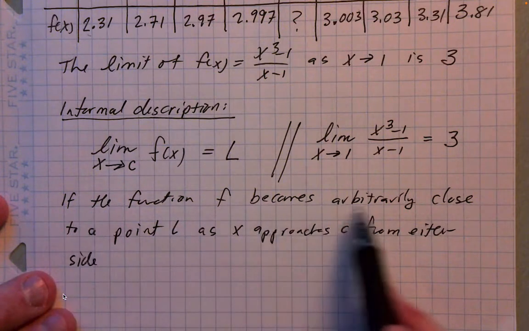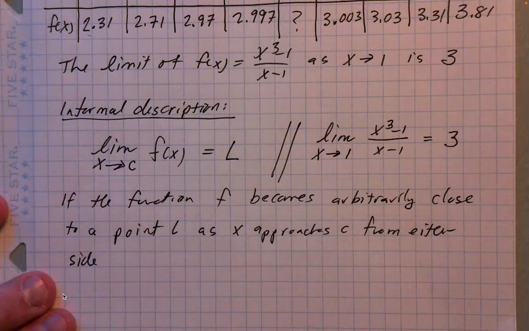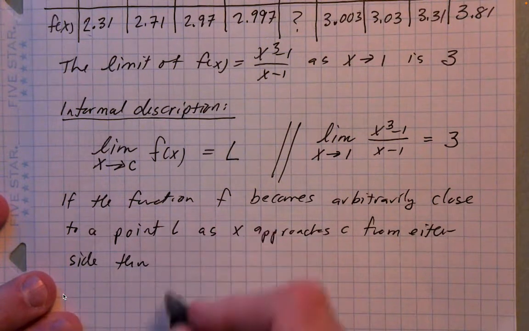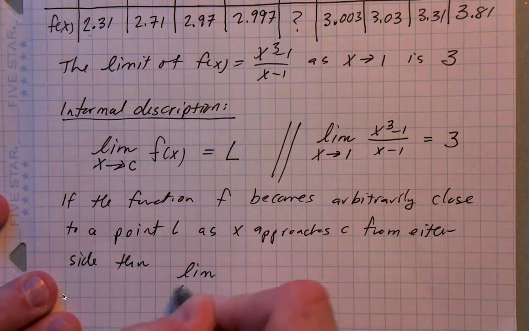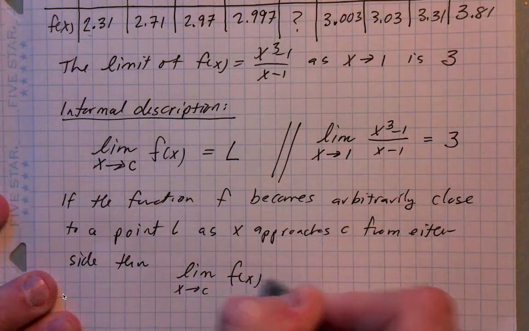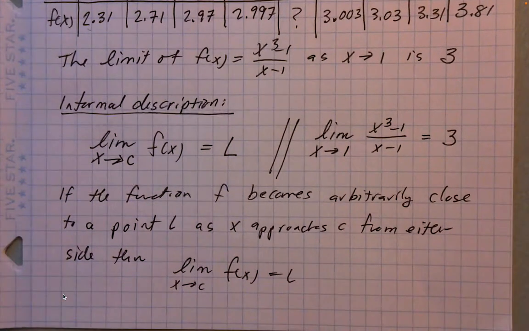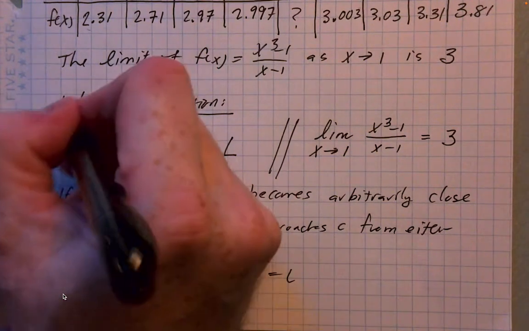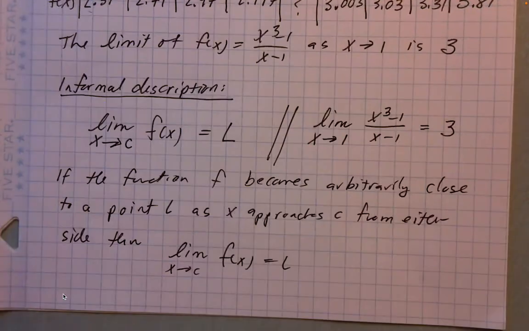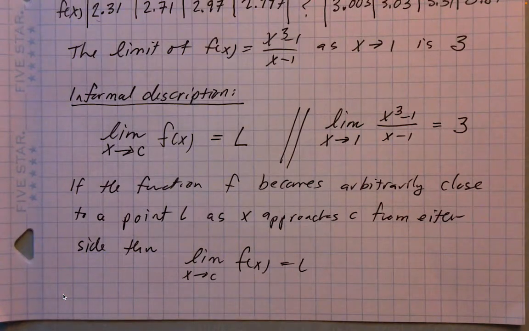So if a function f becomes arbitrarily close to a point L as x approaches c from either side, the limit of f of x is L. Well, so then the limit as x approaches c of f of x is equal to L. Right. So that's kind of the informal description of what we mean by a limit.